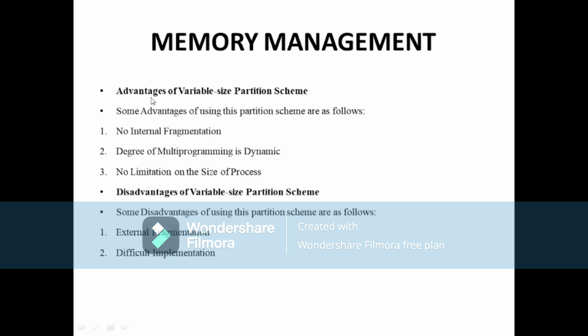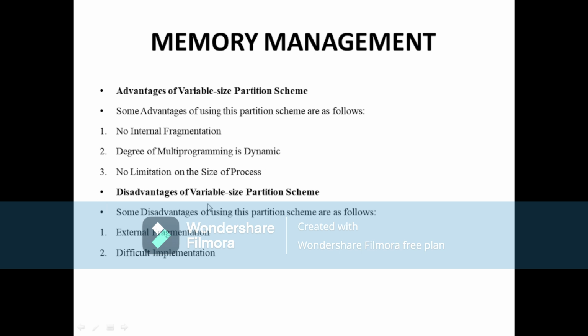Let us see some advantages of the variable size partition scheme. The first advantage is no internal fragmentation, I mean, it is zero internal fragmentation. The second advantage is that the degree of multiprogramming is dynamic. If we have bigger processes, the degree is less. If we have processes of smaller size, then the degree of multiprogramming is more. The third advantage is that there is no limitation on the size of processes. It doesn't matter whether your process is big or small.